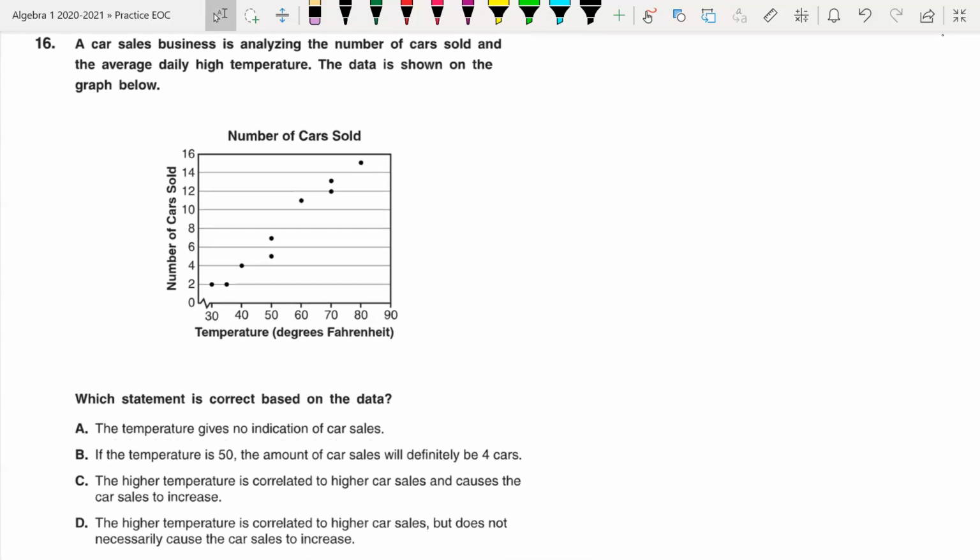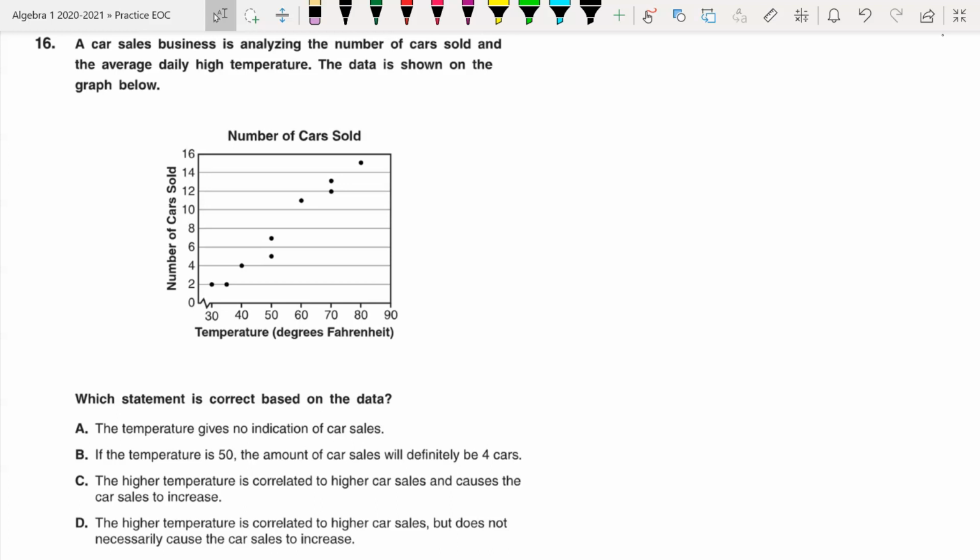Number 16, it says a car sales business is analyzing numbers of cars sold and the average daily high temperature. The data is shown on the graph below. It says which statement is correct based off of the data. So the temperature gives no indication of car sales. It's kind of false, because as the temperature goes up, what do you notice about the cars sold? It goes up as well.